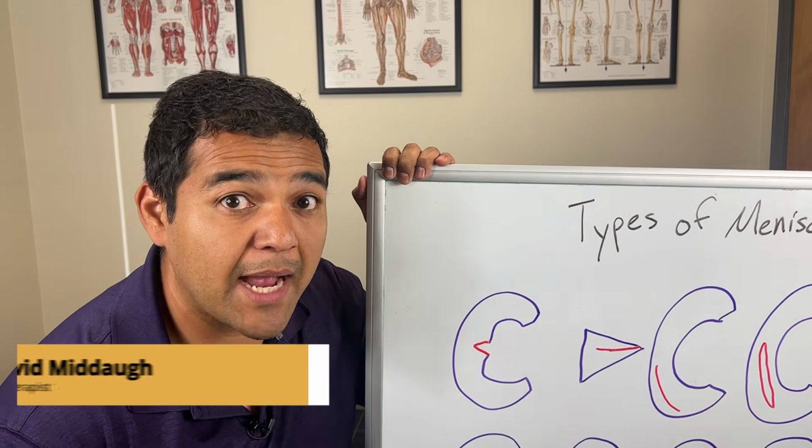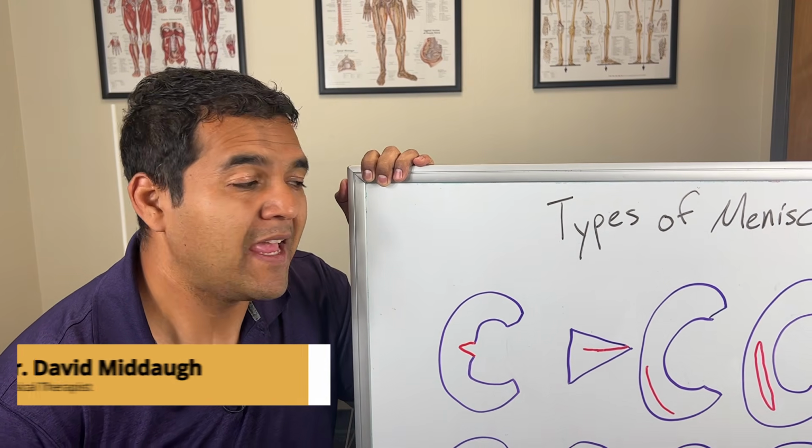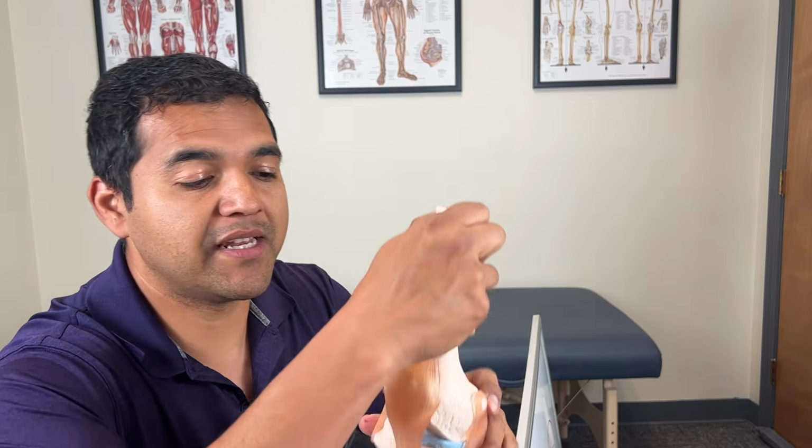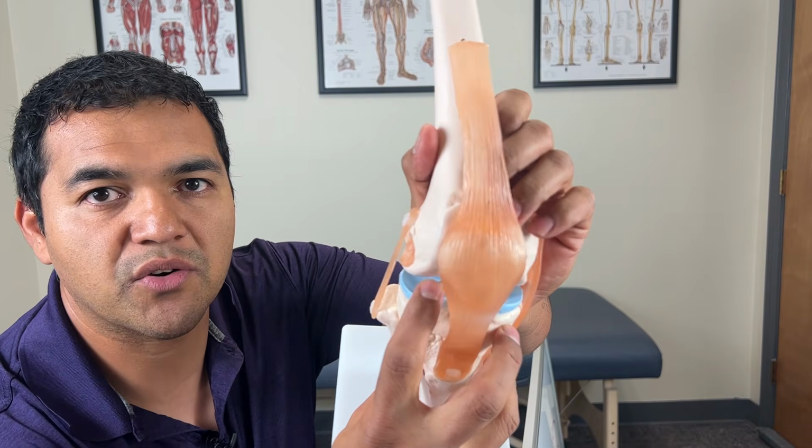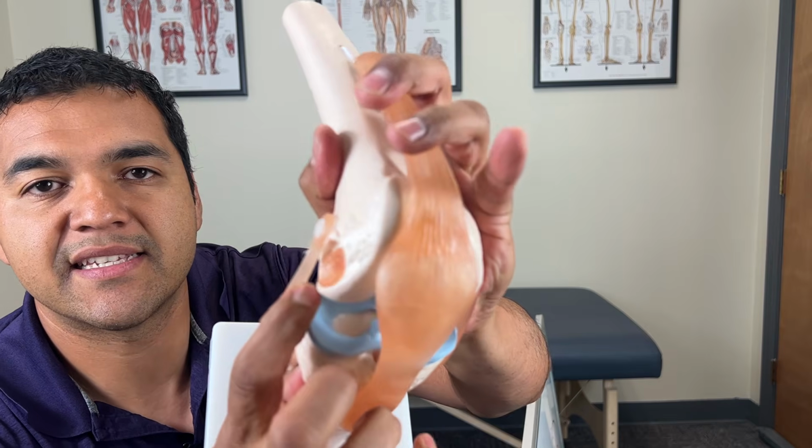I'm going to tell you the 9 types of meniscus tears that you can possibly get and what to do next. Just so you know where the meniscus is, here's the thigh bone, here's the shin bone, this blue structure right here in between, it makes a C-shape.